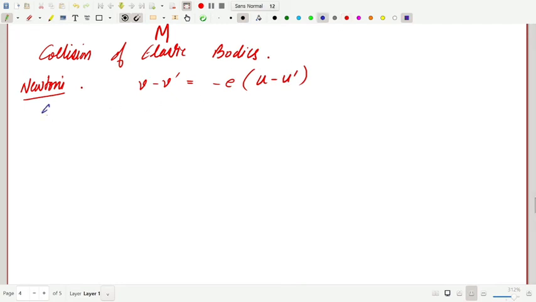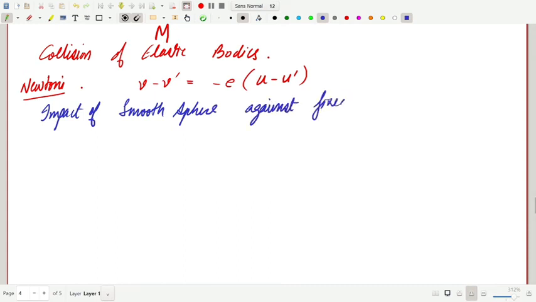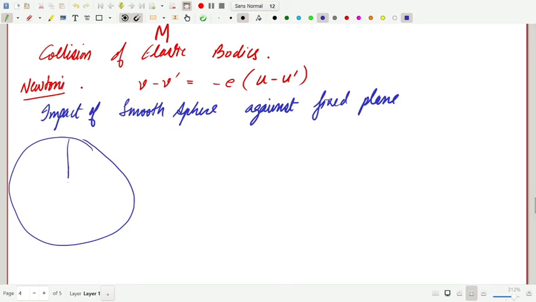Now, impact of smooth sphere against a fixed plane. Diagram is a circle. U, V, alpha, this is angle theta. Then V cos theta is equal to e U cos alpha.